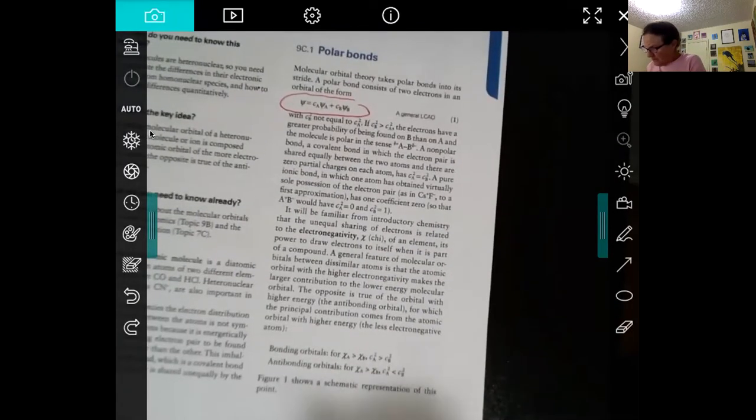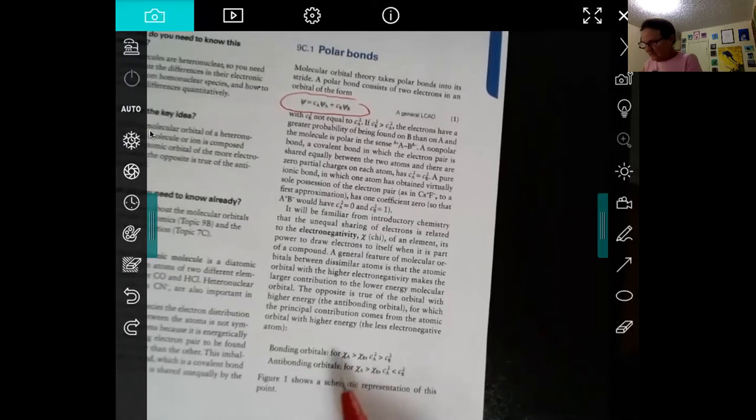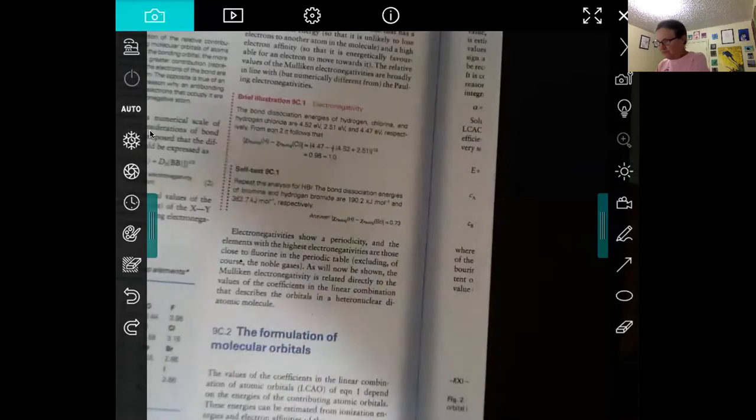So for bonding orbitals, if the electronegativity of A is greater than B, then Ca squared will be greater than Cb squared, which is the same thing as saying you're going to have a greater probability of finding the electrons on the atom labeled A rather than B. And it'll just be the opposite for the anti-bonding. If the electronegativity of A is greater than B, then you're going to have less probability of finding the electrons on A than on B in the anti-bonding orbitals.